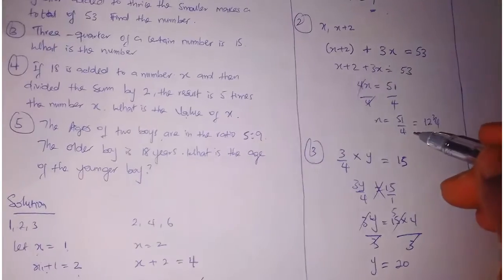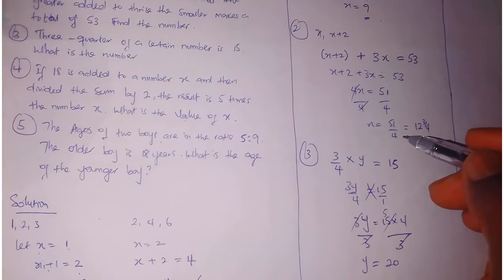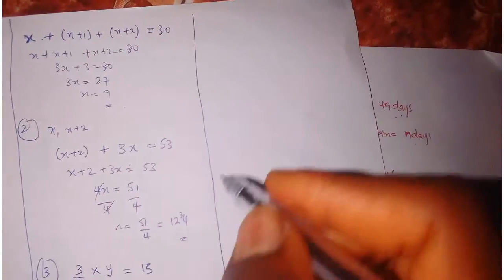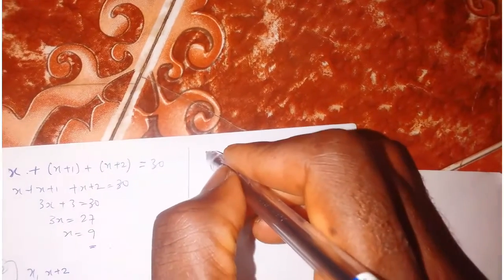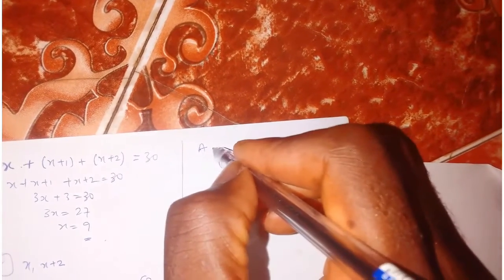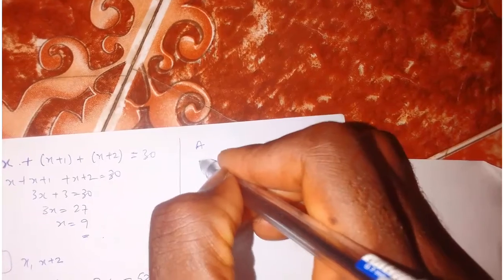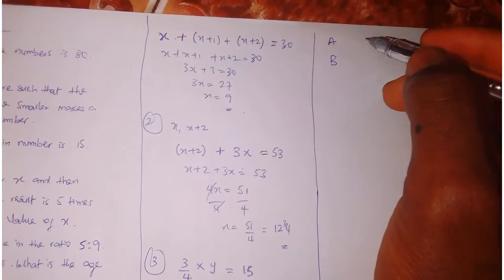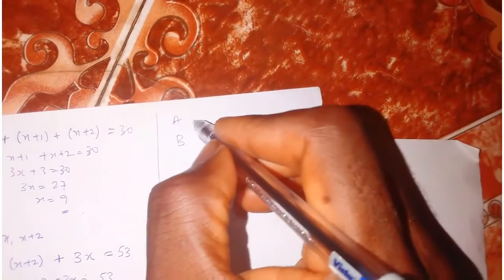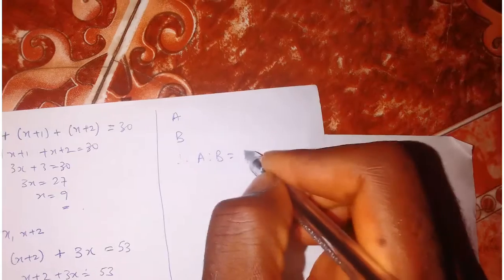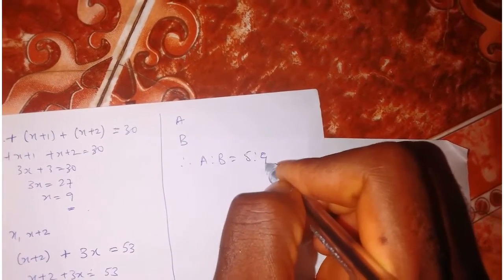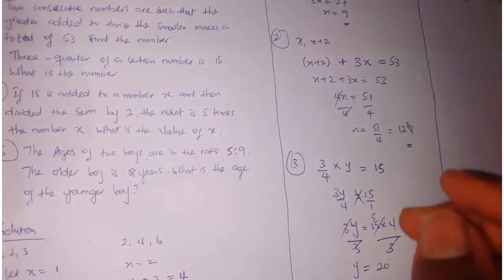Then finally, for number 5 question, what do we have? Number 5 question says the ages of 2 boys are in the ratio 5 and 9. Okay, so let the first boy be, say, A. Let the second boy be, say, B. The ages of these 2 boys are in the ratio 5 ratio 9. That is, A ratio B equals 5 ratio 9. Okay, as simple as that.